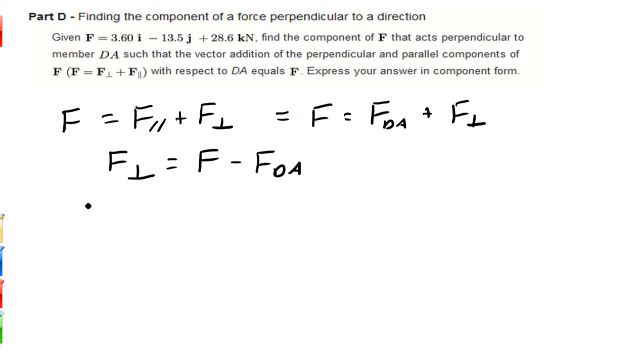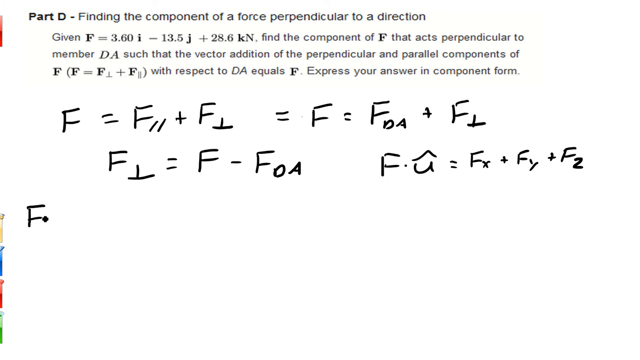So let's go ahead and get our components. The easiest way to do force components is just your force times your unit vector, and that'll give us our force in the x, force in the y, and our force in the z. So we need to come up with a unit vector and get the components of F dA.